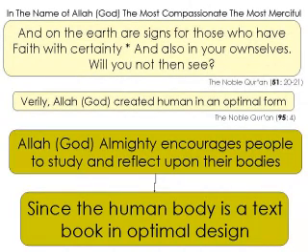Since the human body is a textbook in optimal design, since Allah God Almighty designed the human body in optimal form, when you study your body, you find a system which is optimal in all aspects: mechanically, industrially, electrically, from all aspects is optimal. So when you replicate this design in an engineering design, you'll have the optimal specifications.